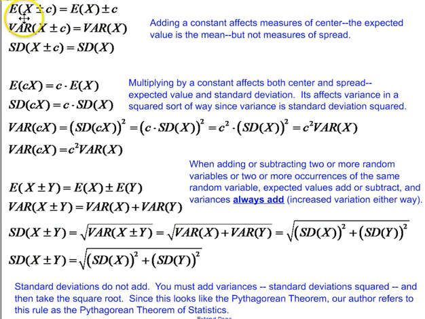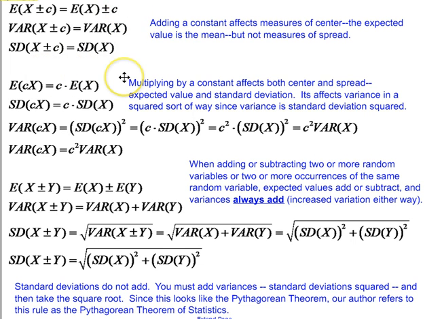If we add a constant to a random variable, it's the same as we add or subtract that constant to the expected value. But adding only shifts a distribution. It doesn't affect its variability at all, its stretch. So there is no change to variance or standard deviation when we merely add a constant.